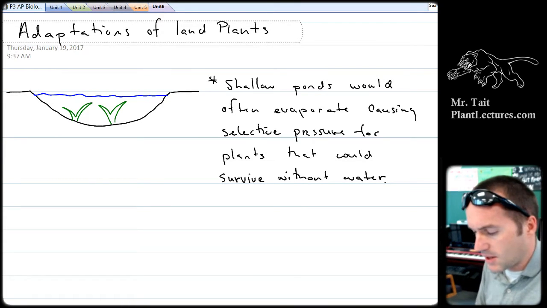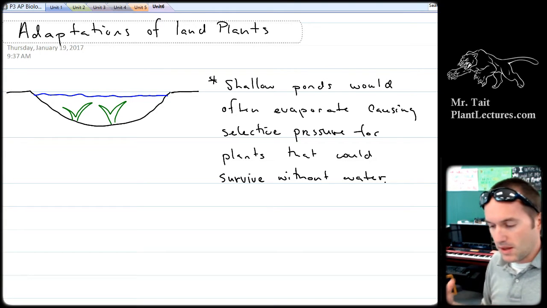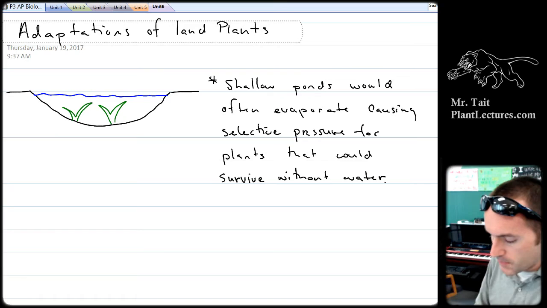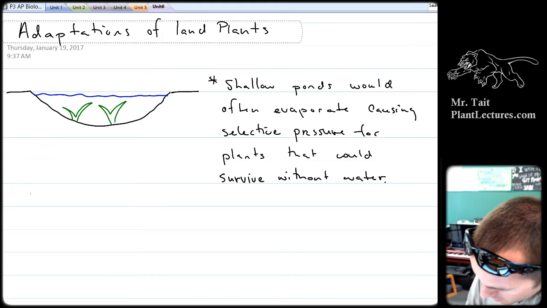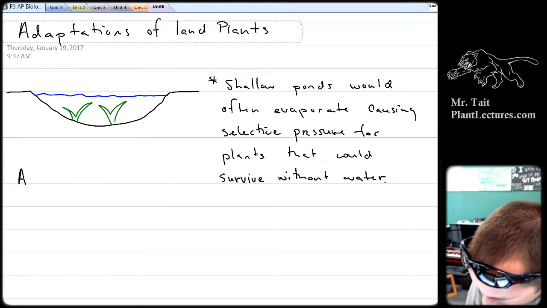Now, obviously, they can't survive without water completely. What we're talking about here is surviving without water for short periods of time. Okay, so let's talk about those adaptations that would have helped them be able to survive.